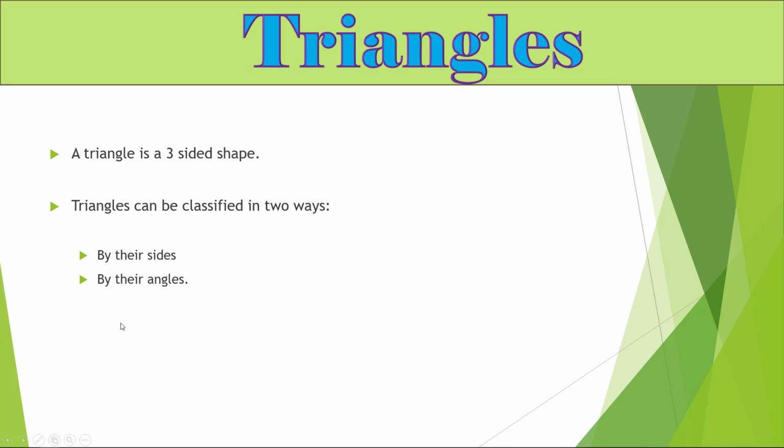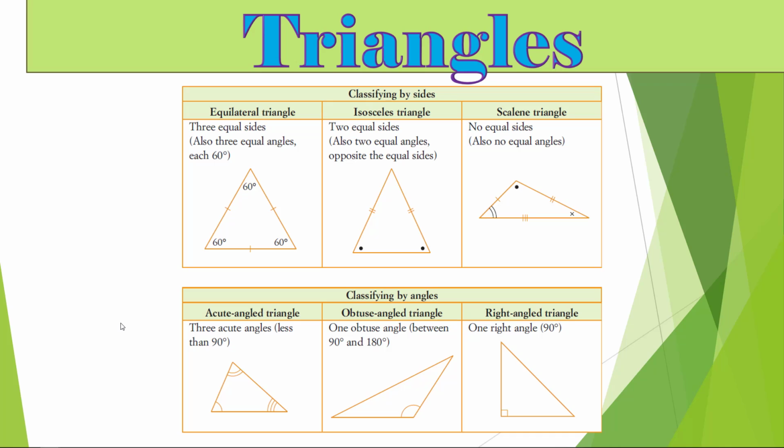A triangle is a three-sided shape, and triangles can be classified in two ways: by their sides or by their angles. So if we have a look at this table, we could classify a triangle based on its sides. Now, a triangle that has three equal sides, and therefore also three equal angles of 60 degrees, would be classified as an equilateral triangle. Equilateral, equal sides.